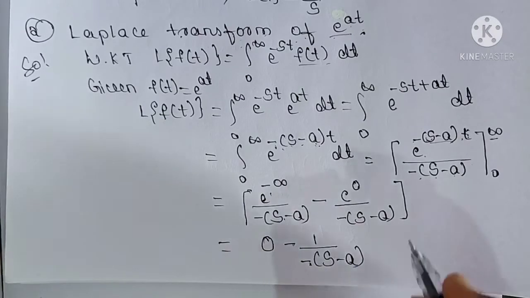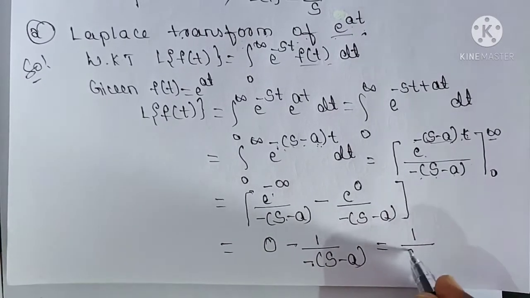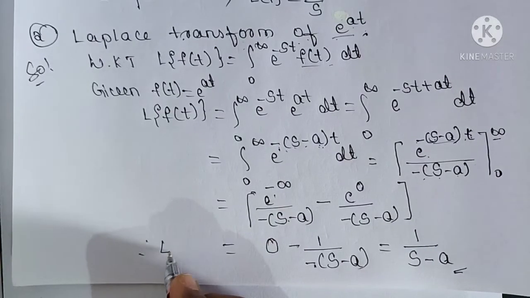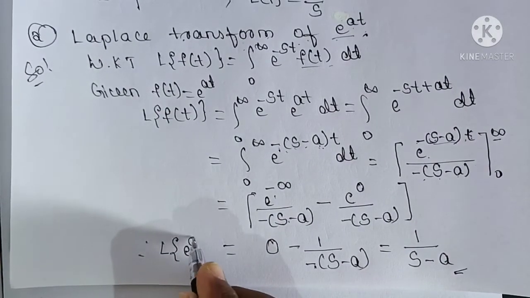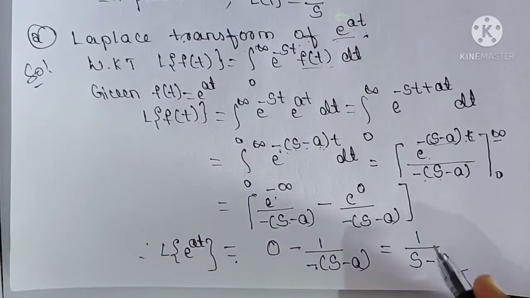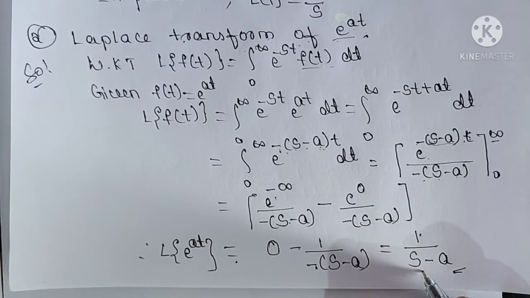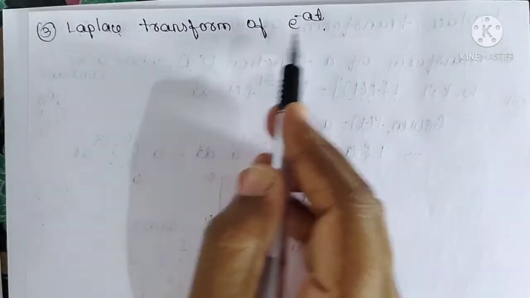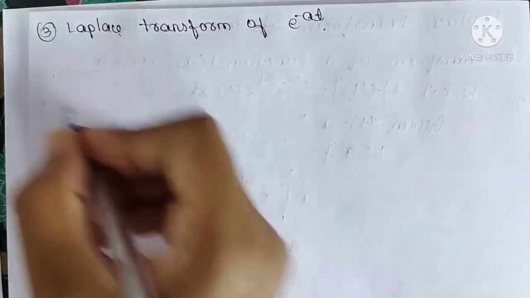Minus minus gets cancelled, remaining 1 divided by s minus a. Therefore L of e to the power of at is equal to 1 divided by s minus a. Hence the solution. Next one, Laplace transform of e power minus at.